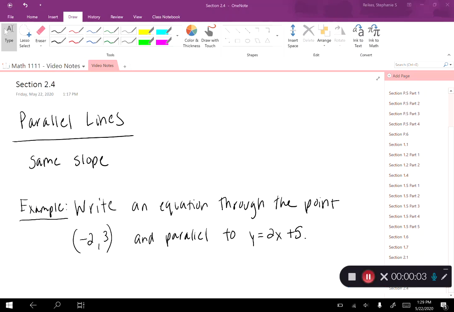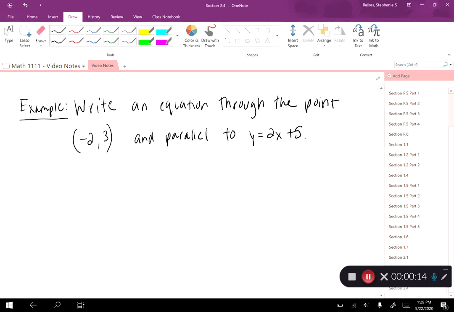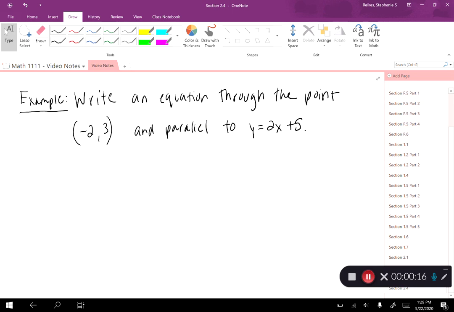In section 2.4, I'll be discussing more on the topic of slope. Let's begin with parallel lines. Lines that are parallel will have the same slope. Let's take a look at an example.